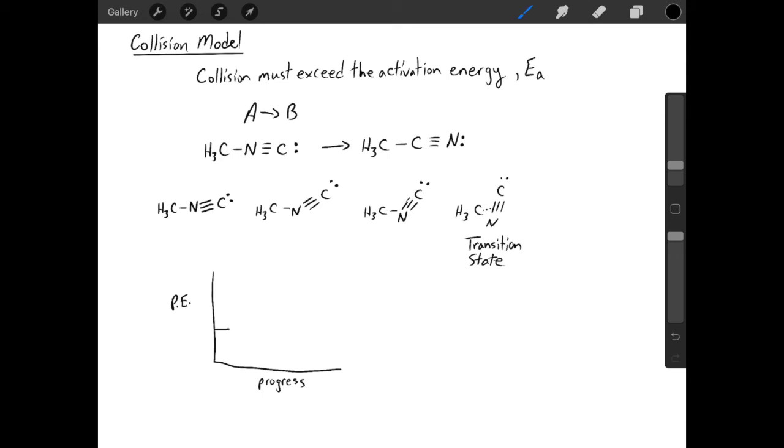So at this point, halfway through the rearrangement, we've drawn the first half of that reaction coordinate diagram. And right at the top of that curve is our transition state. And then the rearrangement continues and the product forms. And the activation energy is the difference in energy between the transition state and the starting potential energy.